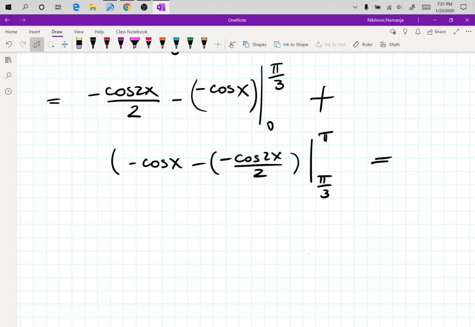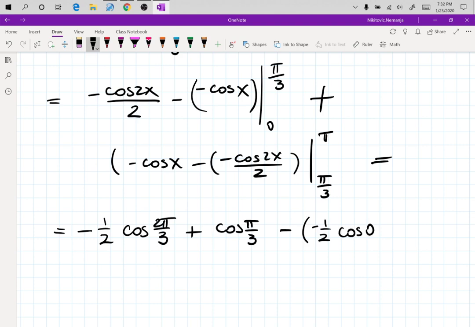Can we ignore 0 like we always did? No. Cosine of 0 is 1. We cannot ignore it. Negative 1/2 cosine of 2 pi over 3, right? Plus cosine of pi over 3 plus cosine 0.